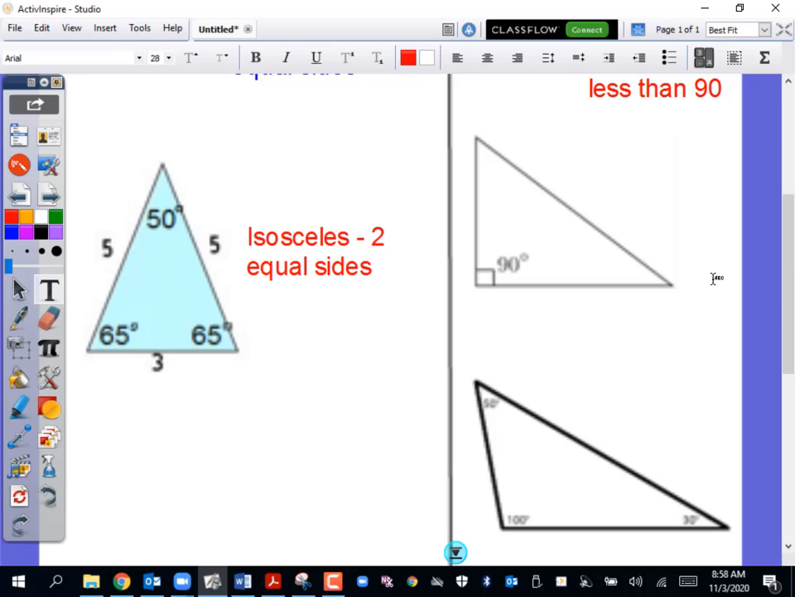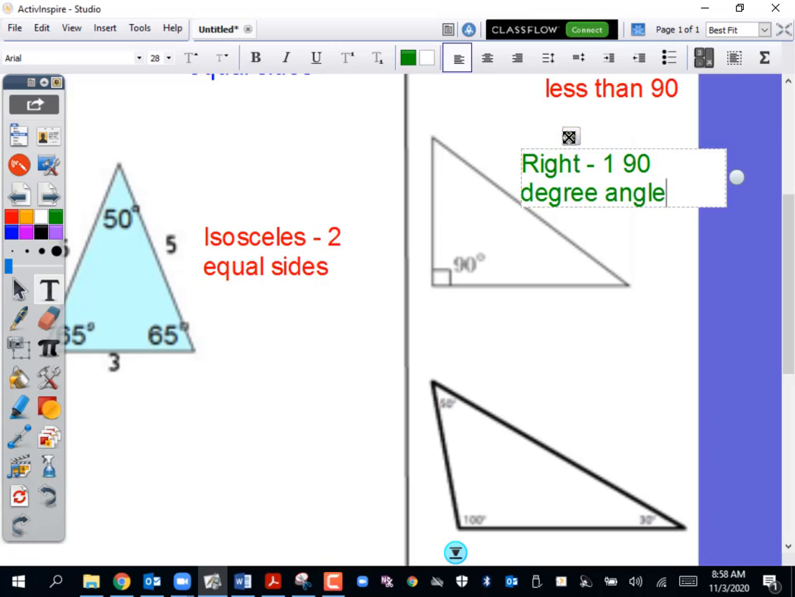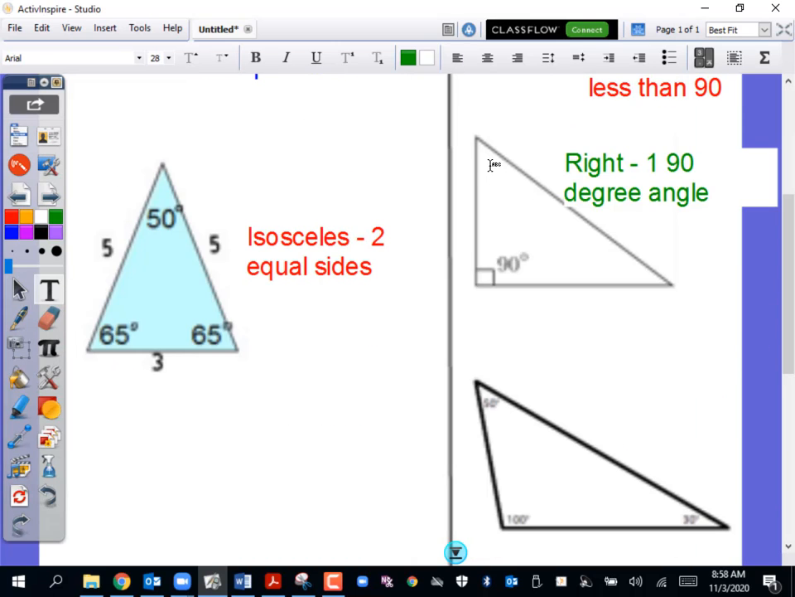Okay. For the next one, I see that there's that little box in the corner. And when I see the box in the corner, it even tells me it's 90 degrees. So this is going to be a right triangle because it has one 90-degree angle, aka one right angle. Okay, it does not mean the other ones are going to be acute, but it does have one 90-degree angle, so it's a right triangle.